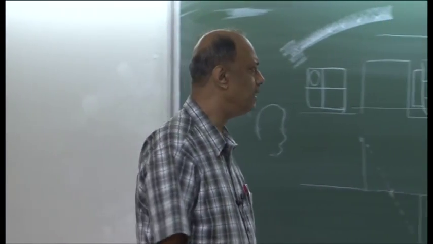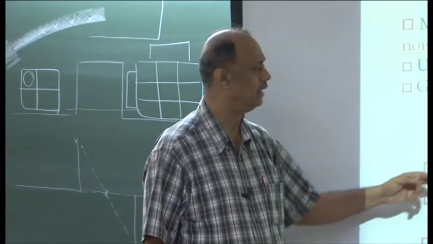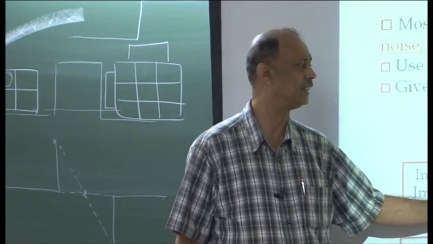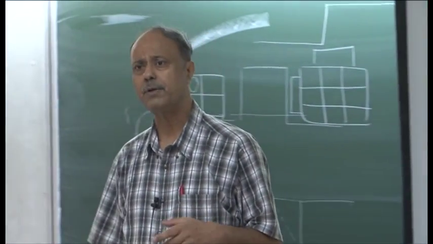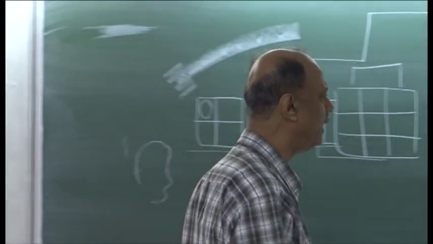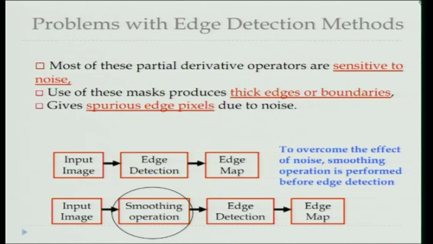So, the original idea was that you have an input image, then you use edge detection and you get the edge map. You realize that this will not work because noise exists and you need to suppress it, and in order to do that you have added a smoothing operation. By smoothing you are suppressing the noise, but you are introducing another problem, which is giving you a thick edge image.